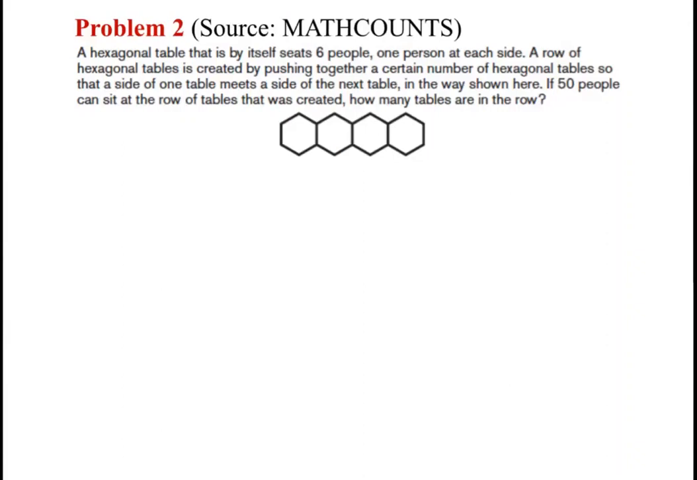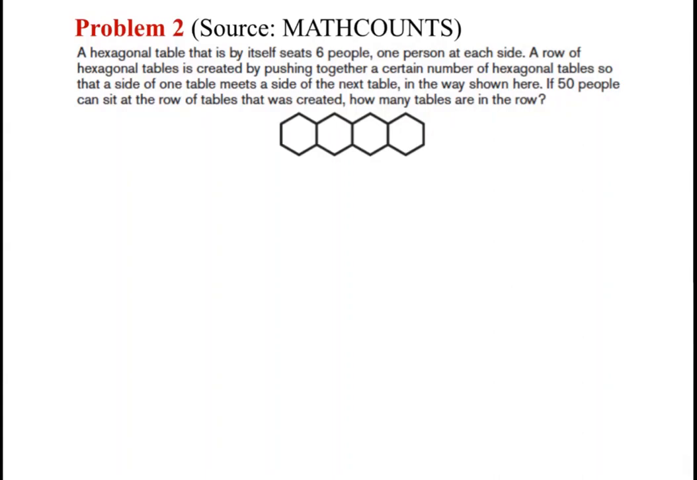So question 2, you have a hexagonal table that by itself can seat 6 people with 1 person at each side. Now this little diagram is made up of multiple hexagonal tables. So you want to find out how many tables are in this row for 50 people to be seated.